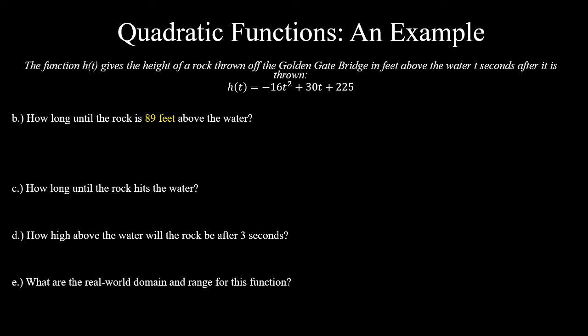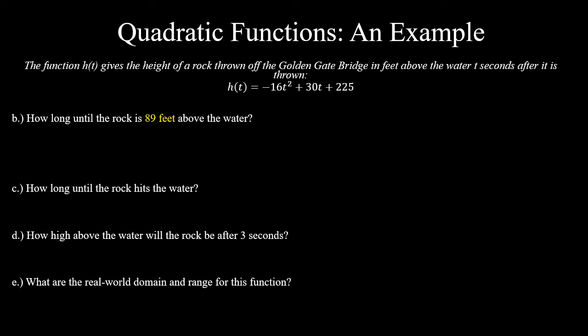Okay, so now let's look at some more questions concerning this problem about our rock. So letter B says, how long until the rock is 89 feet above the water? So just like with our examples that we looked at with our linear functions and our exponential functions, we're either going to be given the input and looking for the output, or we're going to be given the output and looking for the input. So for this particular problem, our input is how much time has gone by, so t, and our output is the height above the water that this rock is, so h of t.